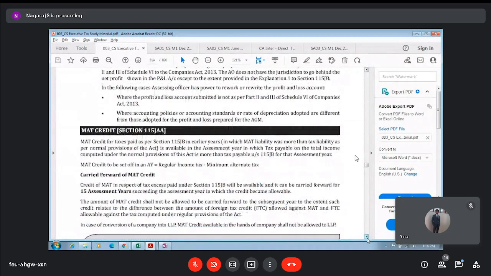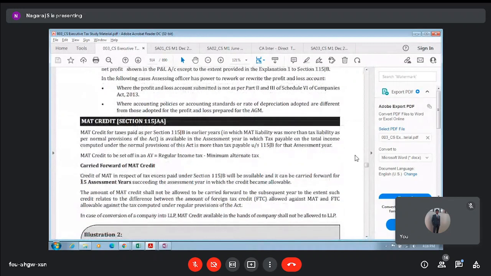MAT credit, okay, 15 assessment years, same for AMT and MAT. There is no change at all. The only change in MAT and AMT is the base percentage: in MAT 15%, in AMT it is 18.5%.